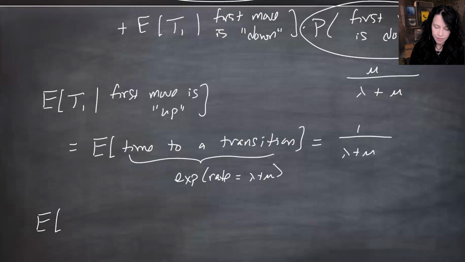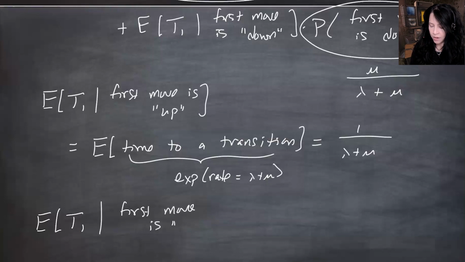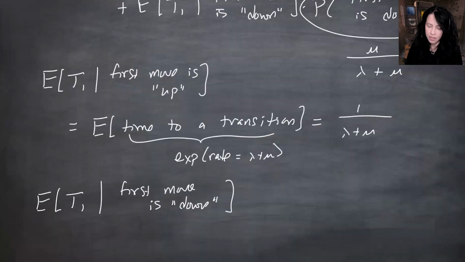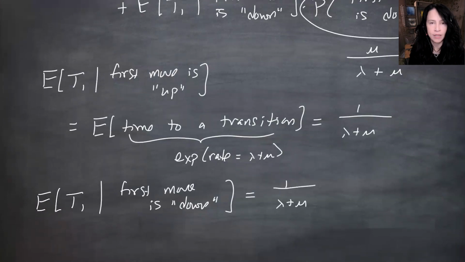The expected value of T1 given the first move is down. So I'm at state 1 and I want to know the expected time to hit state 2, and the first move is down, so it's not happening. I'm going down to 0. So first I have to wait that out. So I'm going to have 1 over lambda plus mu. That's the expected amount of time for that first move to hit 0.